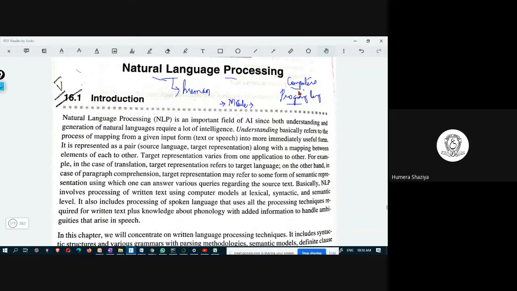This chapter deals with all the technicalities and specifics about how to make a machine learn natural language. It is actually an area of AI. Why is it an area of AI? Well, AI is all about making machines behave in a human manner. How humans behave, machine should behave in a similar manner. That's why it is a part of AI.